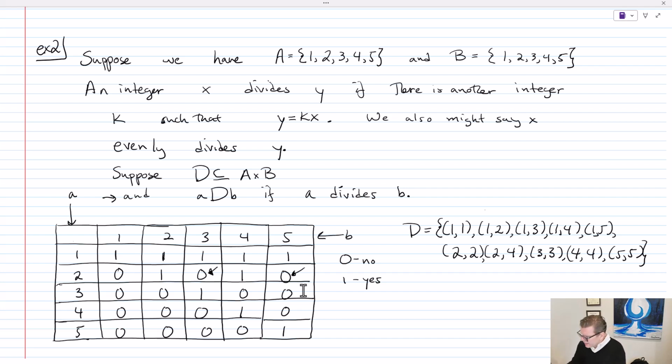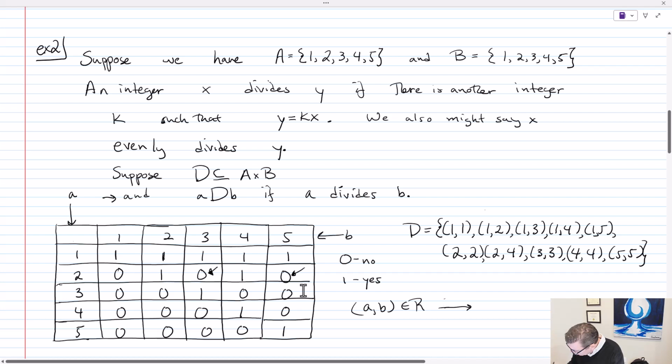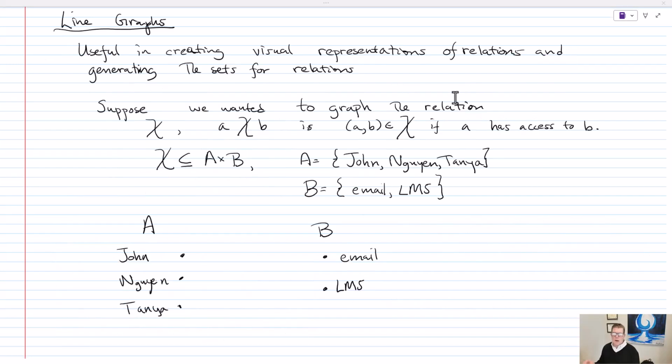So one way we could say this is that (a, b) belongs to R if and only if, and we'll use our double arrows for that, aRb equals true. A really useful way to think about relations is visually. A visual representation that we can use for relations is called a line graph.